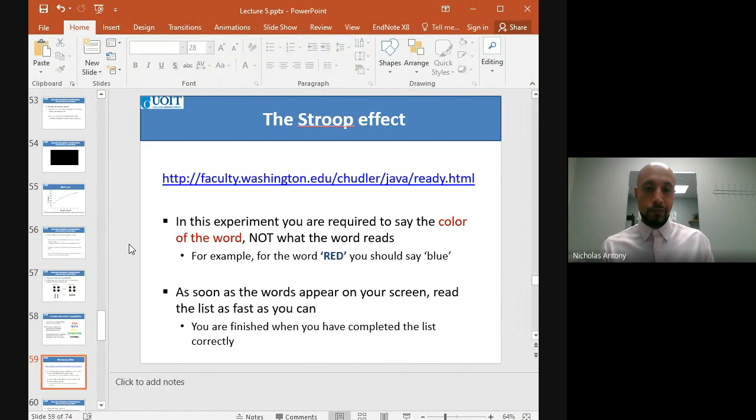So the stove and the Stroop effect are different examples of this whole idea of stimulus response compatibility.